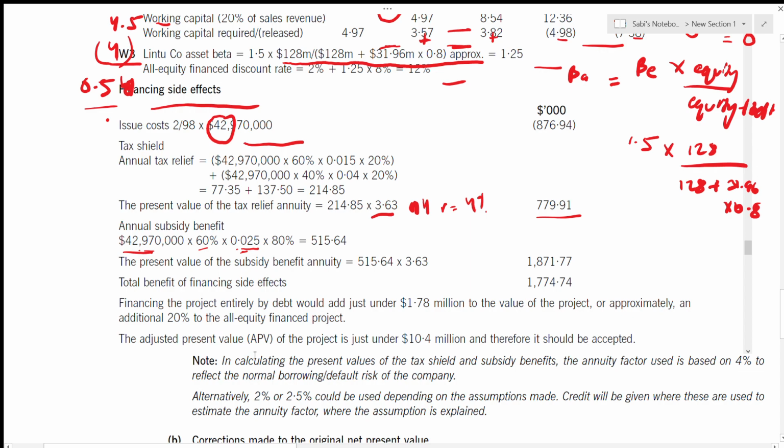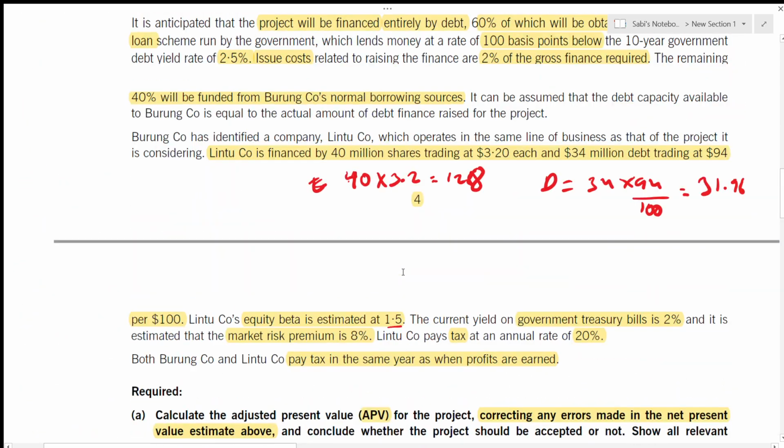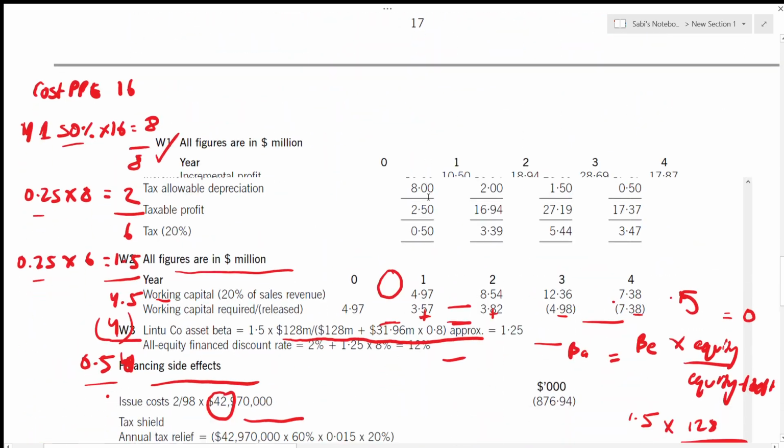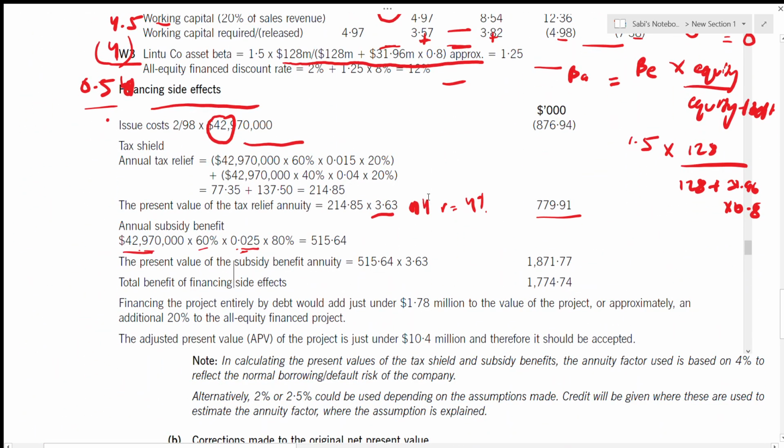Right? Because that is the government, the 10-year government debt yield they have used here. The subsidy is given by the government, so they have used the government debt. Okay. Let's again go to the subsidy and check. Yes. So they have used the 10-year government debt yield of 2.5%.